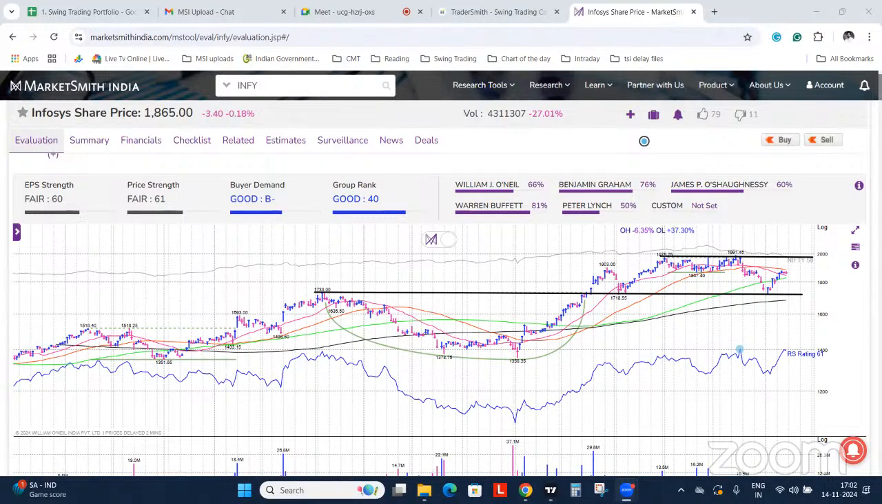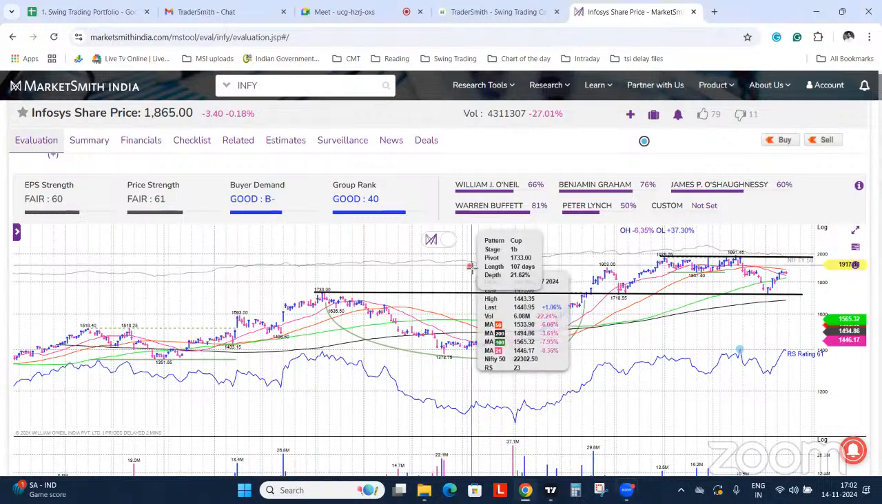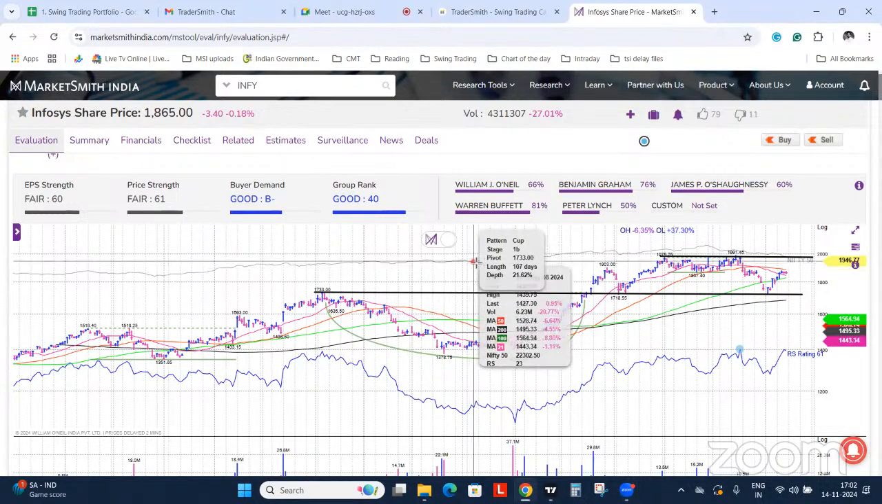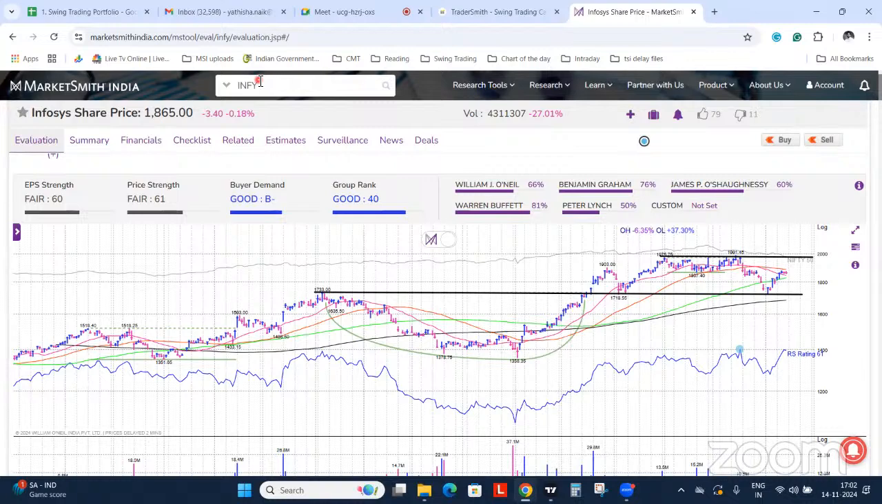So at the current point of time, the IT index and all these IT stocks are looking like they are outperforming and may continue to outperform. But in case of Infosys, it must cross and hold at least the 1900, 1950 zone to turn more bullish from the current level. Currently, it is only sideways.